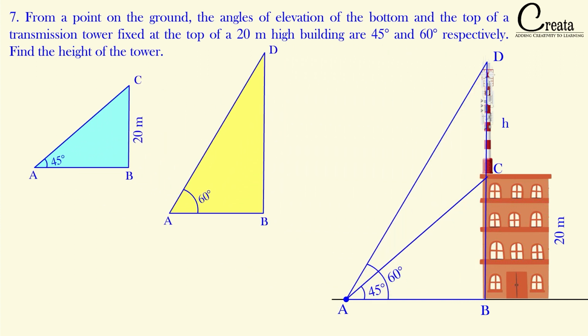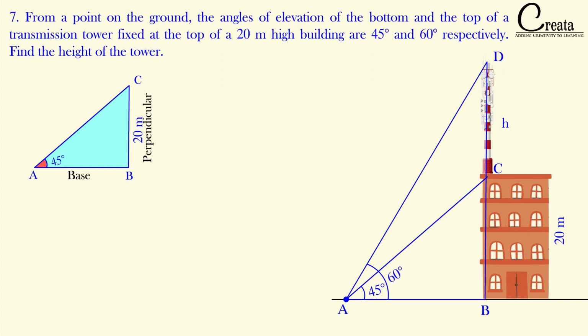Here in the triangle ABC, we have our trigonometric angle as 45 degrees, and BC is the perpendicular as it is opposite to our trigonometric angle of 45 degrees, and BC is given as 20 meters, and AB is the base for this triangle.